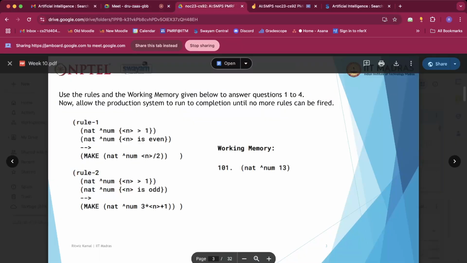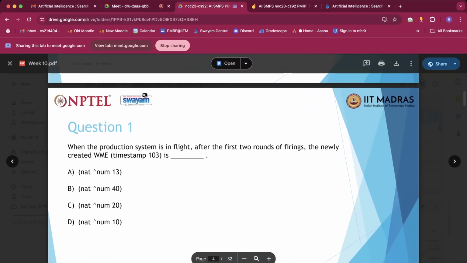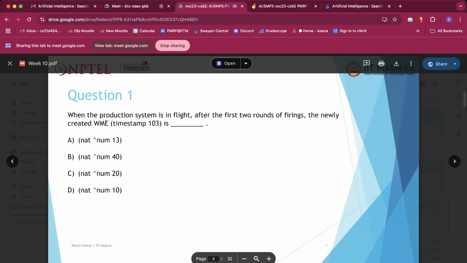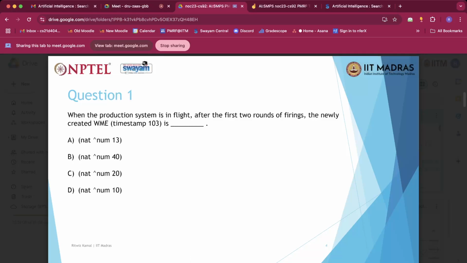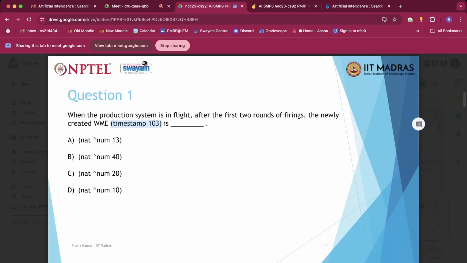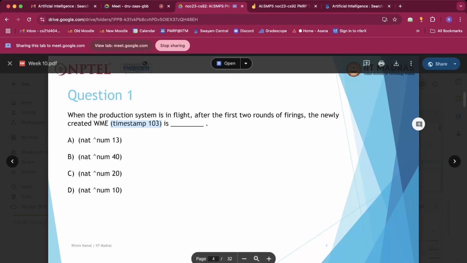Okay then, I hope the solution for this problem was clear. Let's move on to the questions and see if we can solve them. So the first question, based on what we just saw, is that when the production system is in flight or when it's running, after the first two rounds of firing, the newly created working memory element, which is the element having timestamp 103, is which of the following?